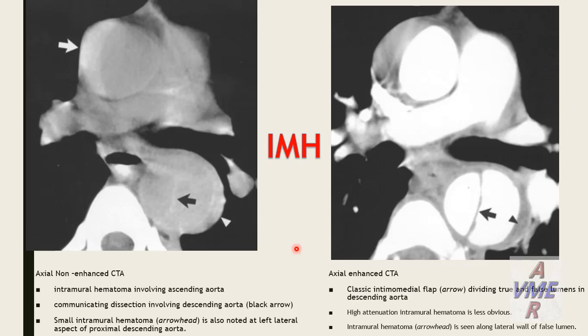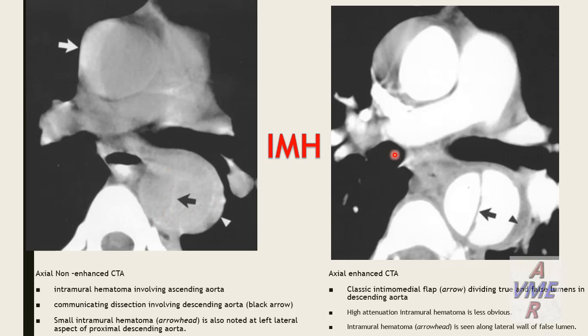Intramural hematoma. Axial non-enhanced CT angio shows intramural hematoma involving the ascending aorta, and communicating dissection involving the descending aorta, black arrow, and a small intramural hematoma is also noted at the left lateral aspect of the proximal descending aorta. So this is the non-enhanced CT angiography, intramural hematoma at the ascending aorta, intramural hematoma at the descending aorta, and this is the flap of a dissection.